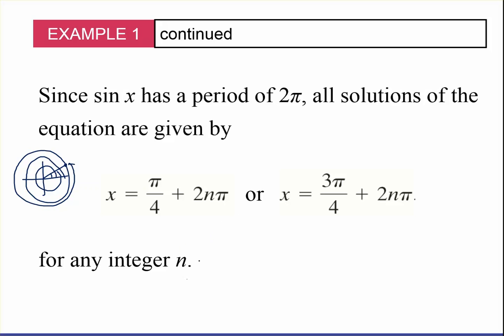But I got all of them. Cool. And again, that is the answer. Those two right there: pi over 4 plus 2n pi, or 3 pi over 4 plus 2n pi. I've figured a way to sort of state all the possible answers. Okay, are we good there?